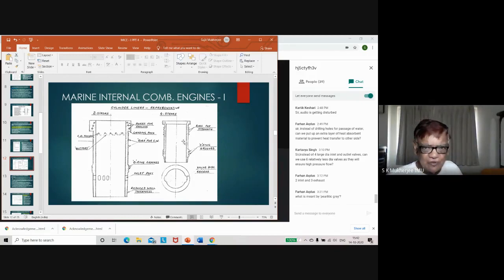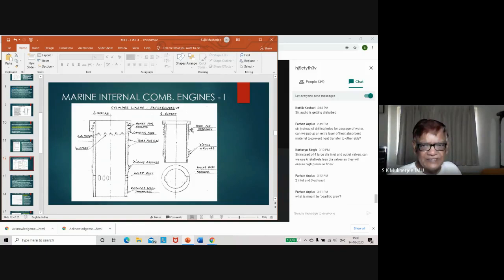The four-stroke liner is similar, but you will notice there are no ports because it's a four-stroke engine. The ribs that you see on the outside are always at the upper region, which is the combustion area. So the maximum pressure suffered here is taken up by the extra strength provided by the ribs on the outside.